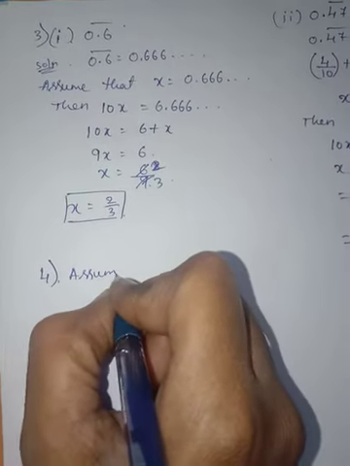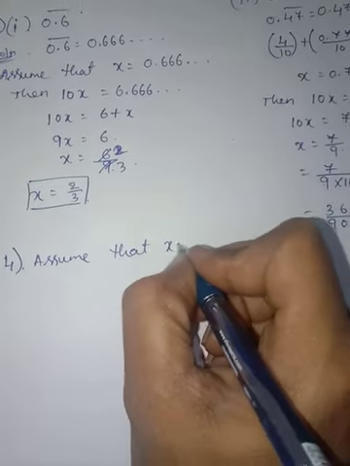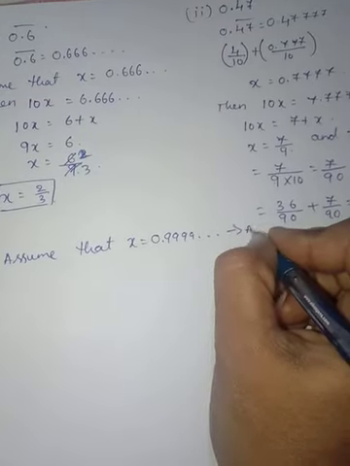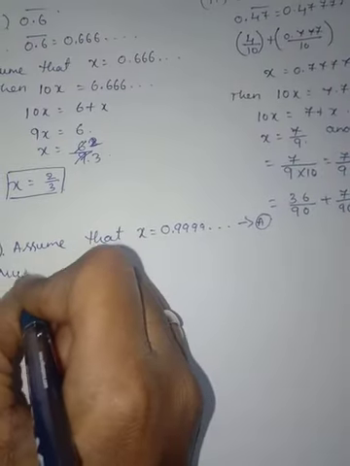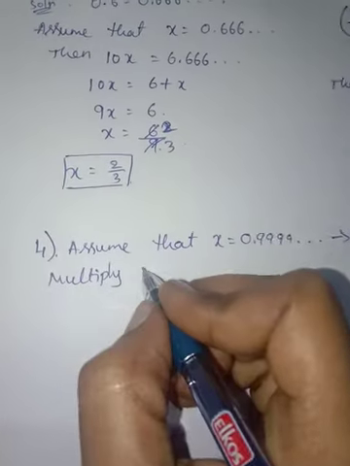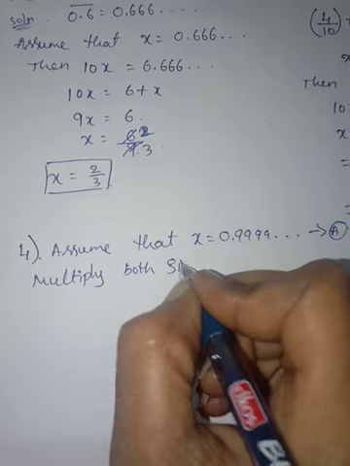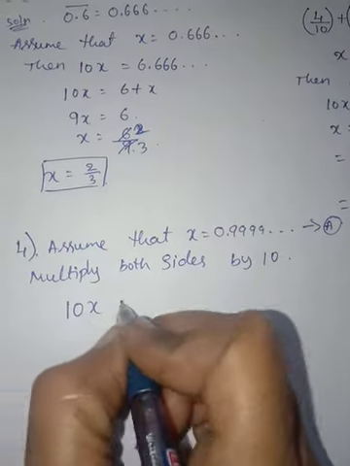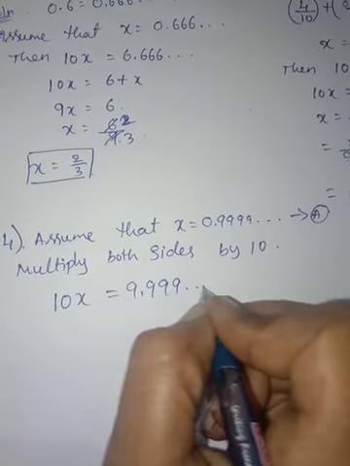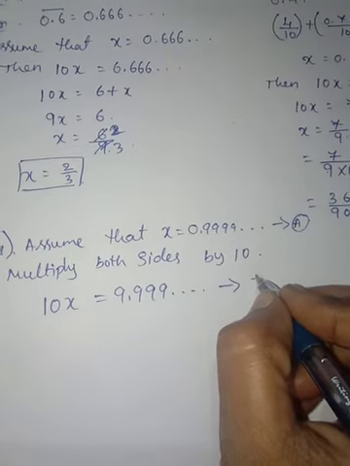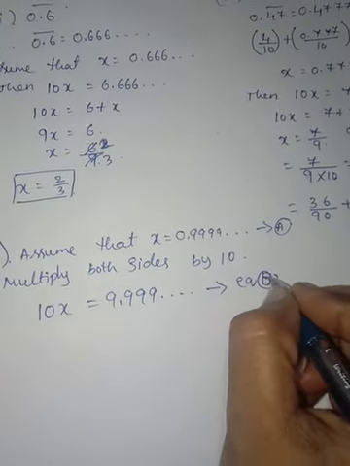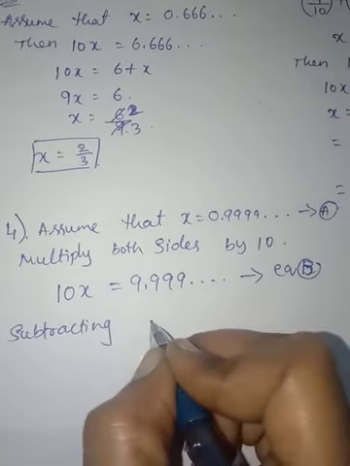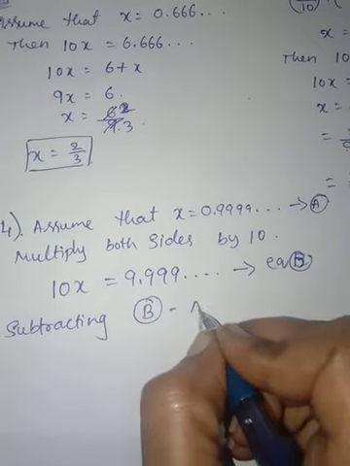Assume that x is equal to 0.9999. It goes on. Let it be equation A. Then multiply both the sides by 10. Then it will become 10x, which is equal to 9.999. This will become equation B. Then subtracting B equation minus A equation.